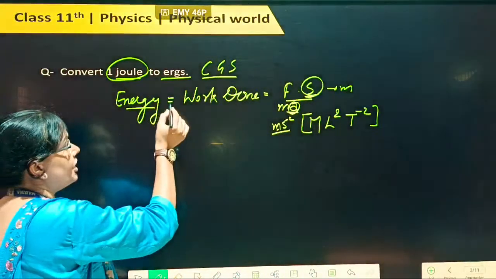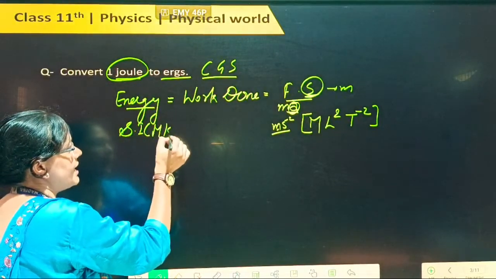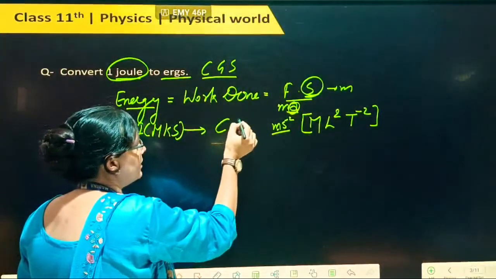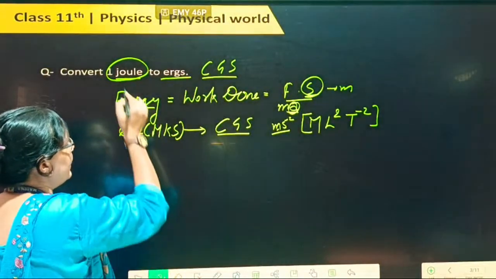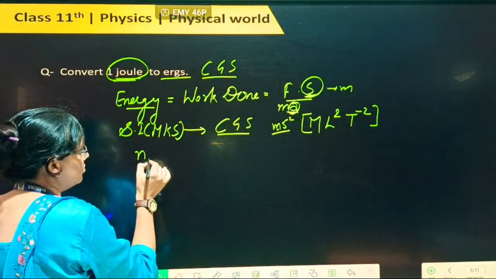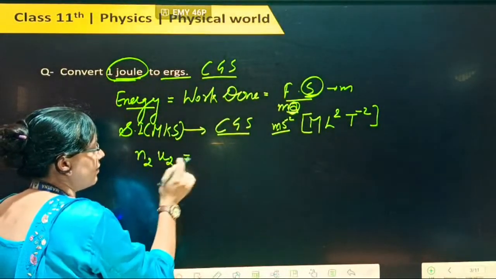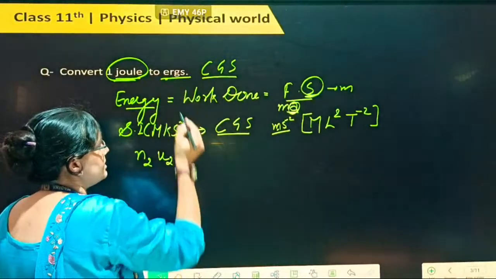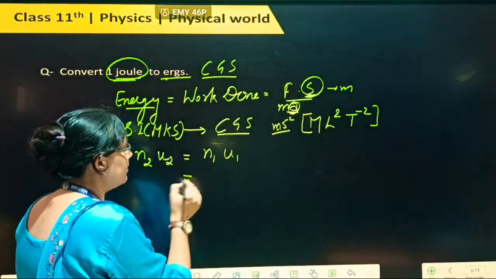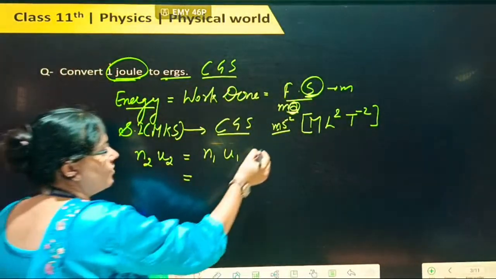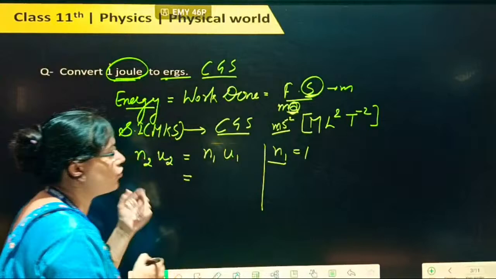Here we have to convert the SI unit, that is the MKS unit of energy, into the CGS unit of energy. So how can we convert this? Let us take this system: n2 is the number for the erg, u2 is the dimension formula for energy in CGS, and this is n1 with u1. N1 is given in the question as 1 joule, and u1 is the dimension formula for energy.